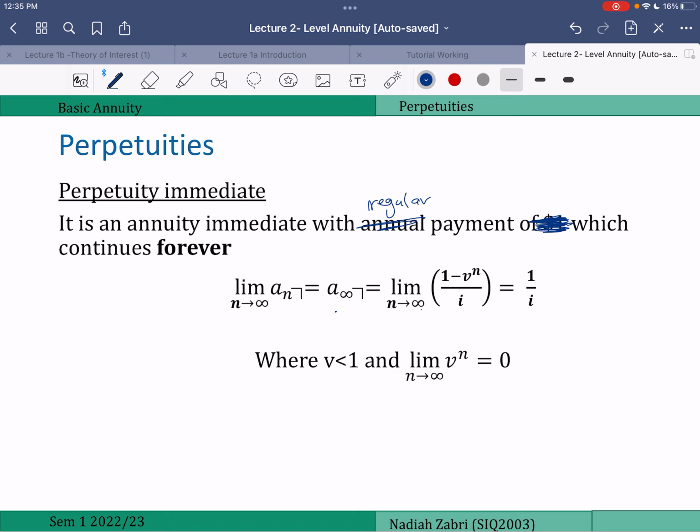So if we want to find the present value, it is equal to the present value of a-angle-n when n approaches infinity. So this one will approach 0, and you will just end up having 1 over i. So this is the present value for our perpetuity with level payment of 1 ringgit. Usually for perpetuity we don't find the accumulated value, right?